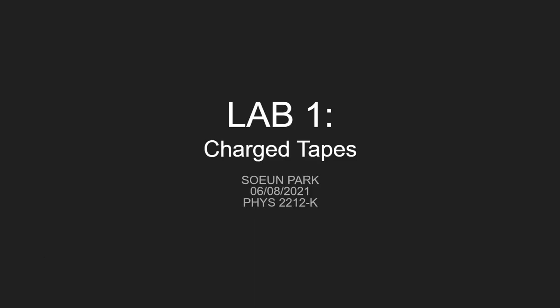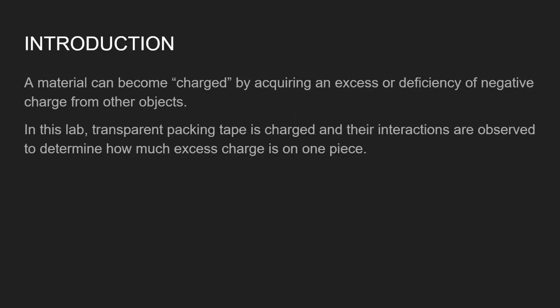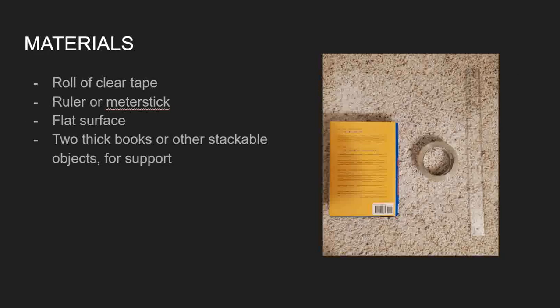This is Lab 1, charge tapes. A material can become charged by acquiring an excess or deficiency of negative charge from other objects. In this lab, transparent packing tape is charged, and the interactions of the tapes with each other and with other objects are observed to determine how much excess charge is on one piece.